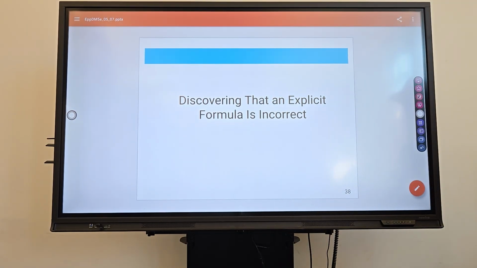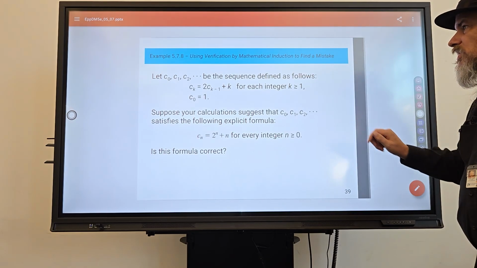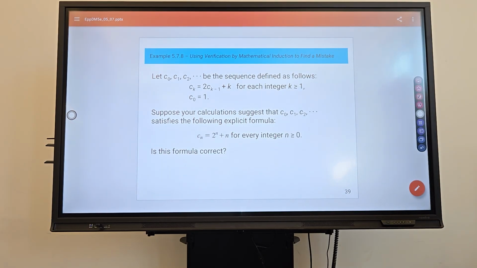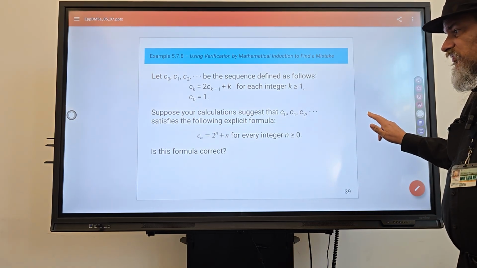Discovering that an explicit formula is correct. Well, let c be a sequence defined as follows. c sub k equals 2c sub k minus 1 plus k for each integer k greater than or equal to 1, and c sub 0 is equal to 1. Suppose your calculation suggests that c satisfies the following explicit formula. c sub n equals 2 to the n plus n for every integer n greater than or equal to 0. Is this formula correct?